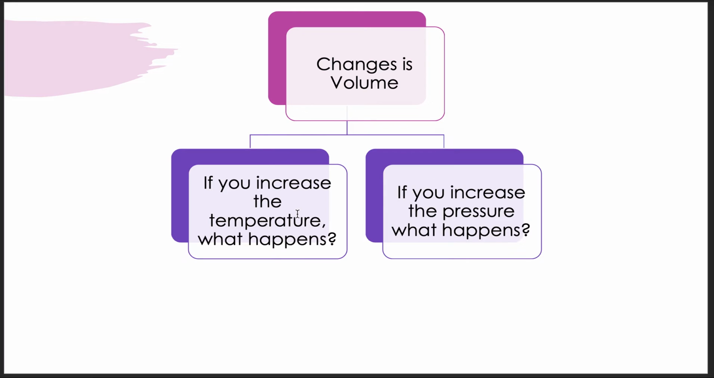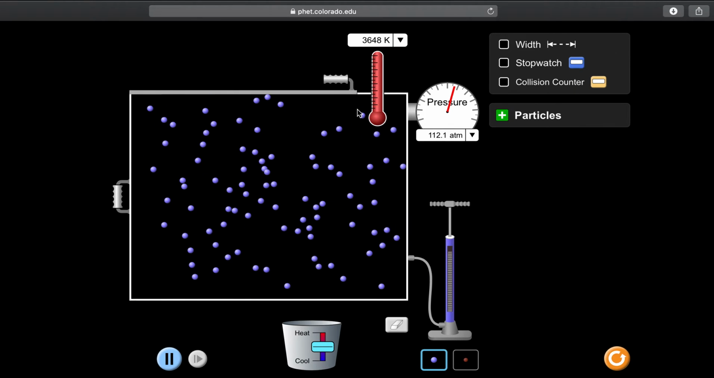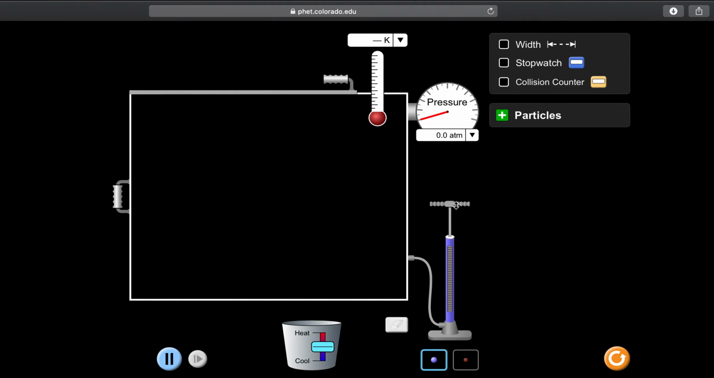So the first thing here says, if you increase the temperature, what happens to volume? Okay, so we'll go back over here. I'm going to reset all of this. I'm going to add some particles here. Okay, let me add a little bit more.